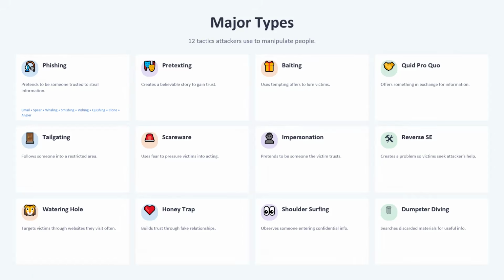Then there's tailgating, which is also called piggybacking. Unlike many social engineering attacks that happen online, tailgating happens in the physical world. So the attacker will basically follow an authorized person into a restricted building or secure area without proper access.